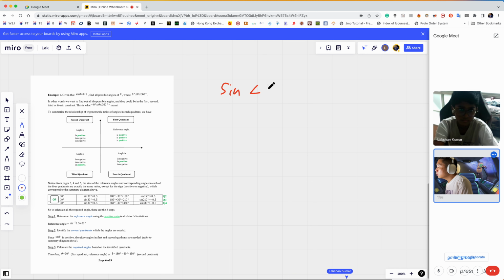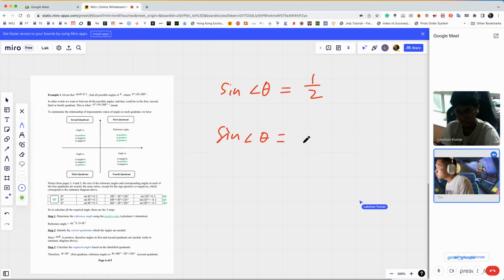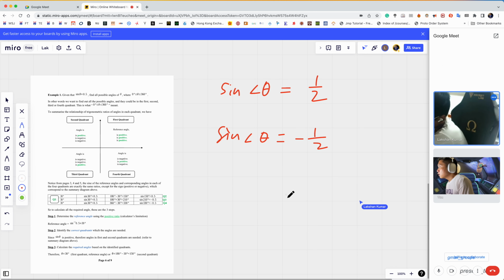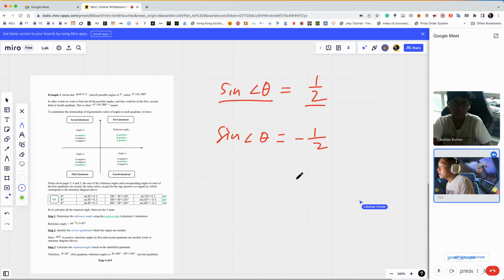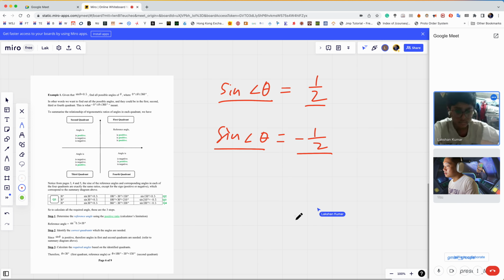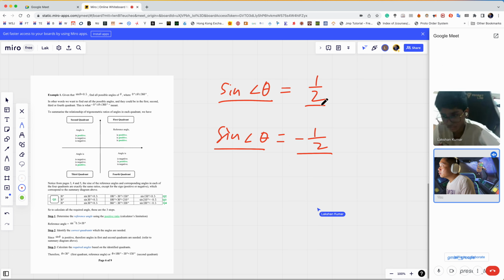Sine angle, let's use theta, is equal to something. Let's say it's half. Okay, let's make life easy for us. Half is easy enough. The funny thing is, sometimes when you have sine theta, you can have a positive value, and sometimes you can have a negative value. Whether it's positive or negative depends on what your theta is.